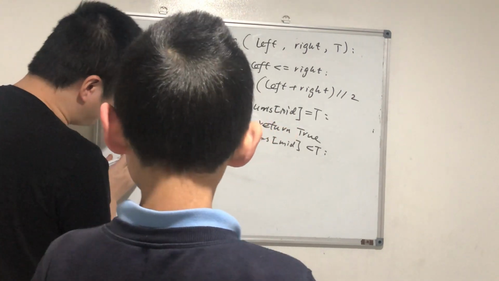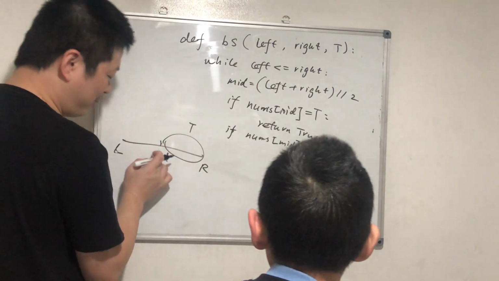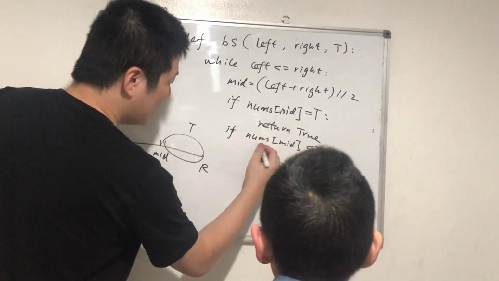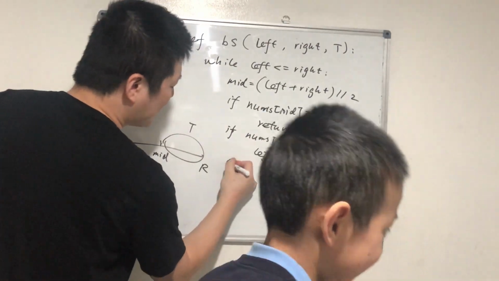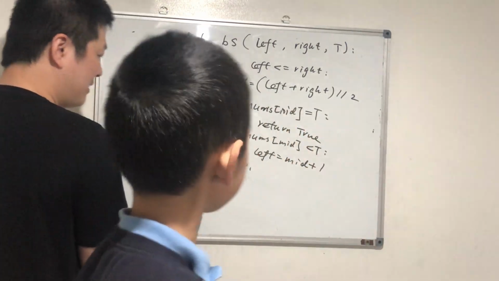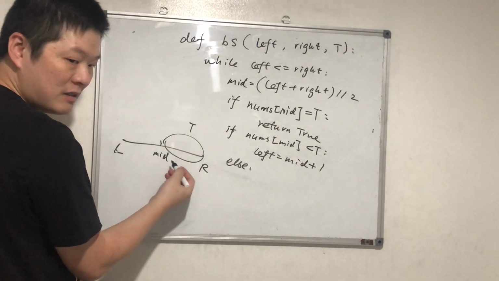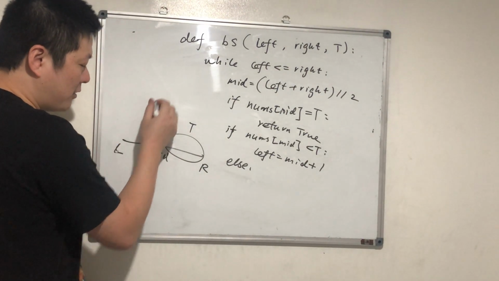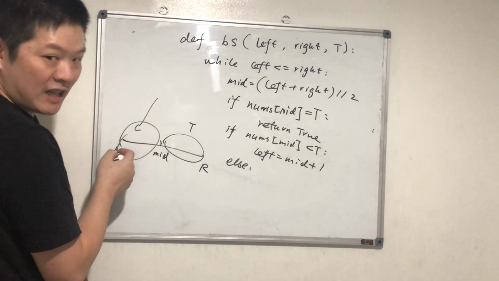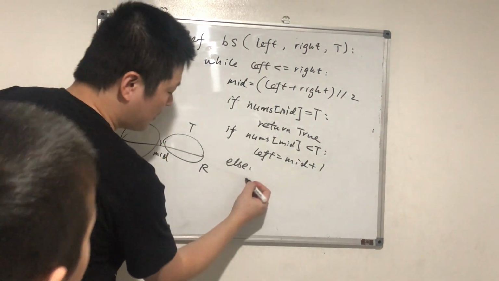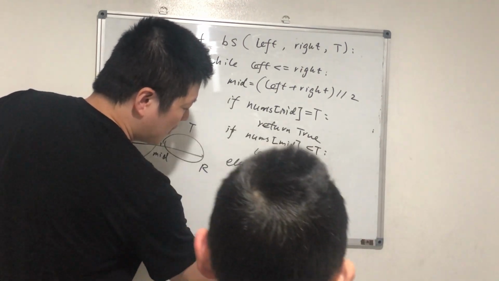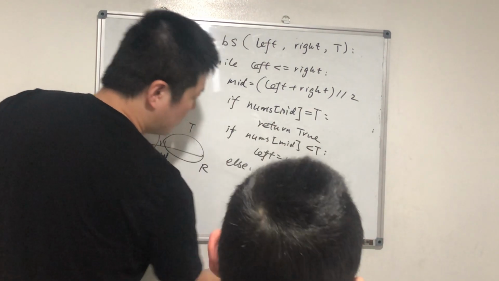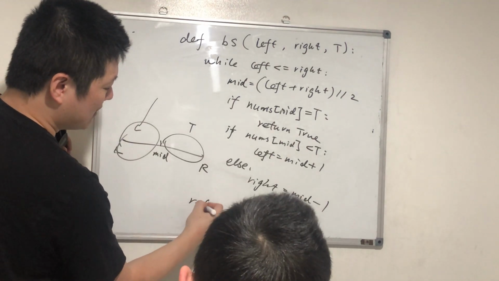So we need to move left to mid or R to the mid. Left equals mid plus 1. And else what? If it's smaller, if it's in this half, what should we do? Right equals mid minus 1. Okay, and return what here?